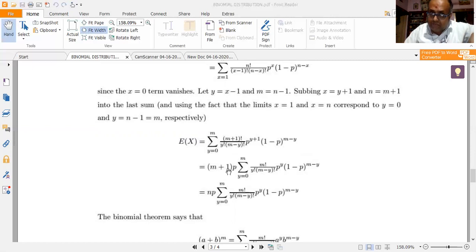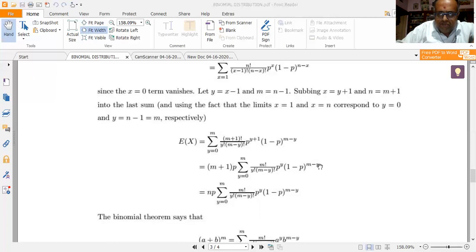But m plus 1 is a constant, because of course factorial m is also a constant, right? So m plus 1 is a constant, so I can pull it outside the summation. So that's what I have pulled outside. Now p to the power of y plus 1 I have. P to the power of y plus 1 can be written as p to the power of y into p. So that's why that p I am taking outside the summation. P to the power of y I am keeping inside the summation, because p to the power of y is a dependent variable, p is a constant. So that's why I am pulling p outside.